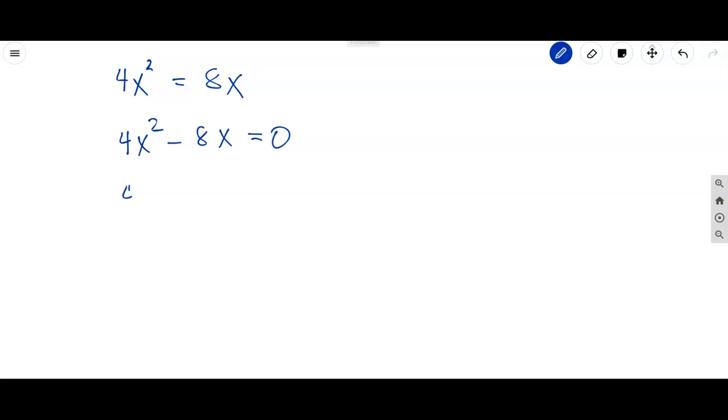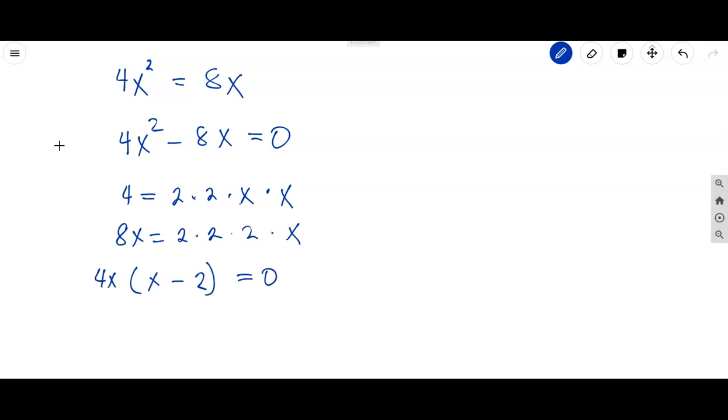The factor of 4x squared is 2 times 2 times x times x. For 8x, we have 2 times 2 times 2 times x. So the common factor is 2 times 2 times x, which is 4x. So we have 4x times x minus 2 equal to 0. Now we separate into two factors. We have 4x equals 0, where x equals 0, and the other one is x minus 2 equals 0, and then x is equal to positive 2. So our two values of x are 0 and positive 2.